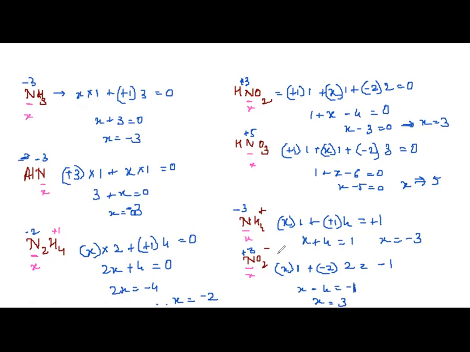Okay, let me give you one more molecule. Let us proceed. Examples. H2S2O7. Do you know what it is called? It is fuming sulfuric acid. It is called oleum. H2S2O7. So you have to find for sulfur. Okay, so let us do it.